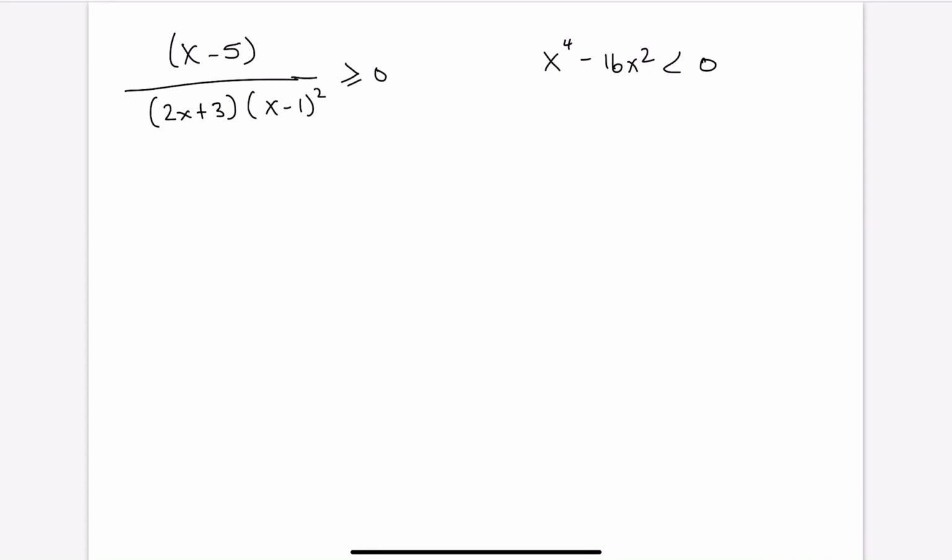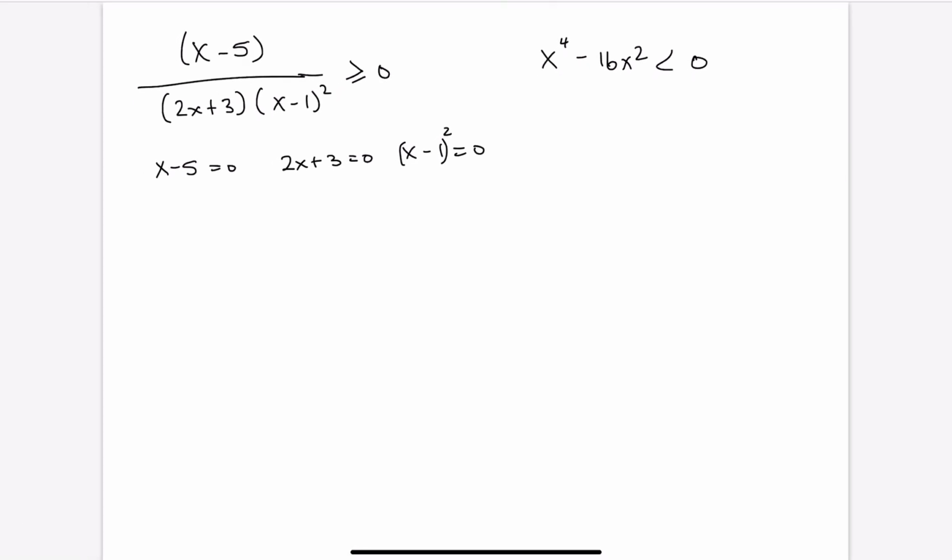So I believe step one is set the numerator and denominator equal to 0, and then factor, or in other words, solve for x. So on the left, we have x minus 5 equals 0, 2x plus 3 equals 0, and x minus 1 equals 0. Now, you could also write it as x minus 1 squared equals 0, but the squared part really determines whether your true or false is going to bounce back at that value. On the right, we'll do that one separately here.